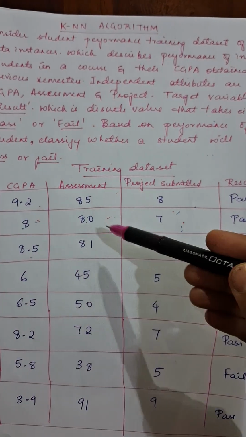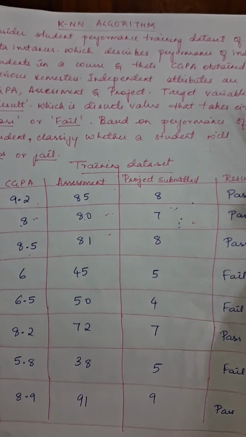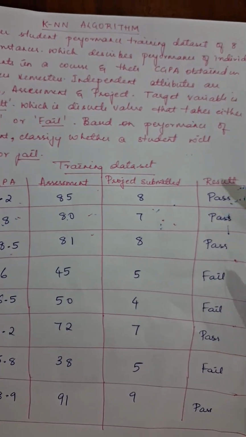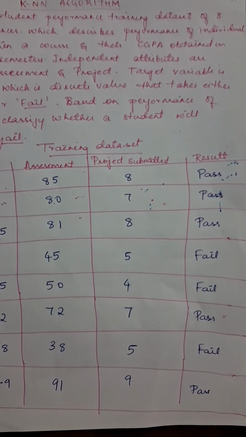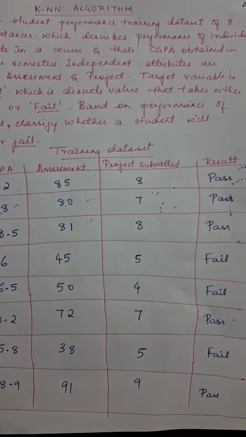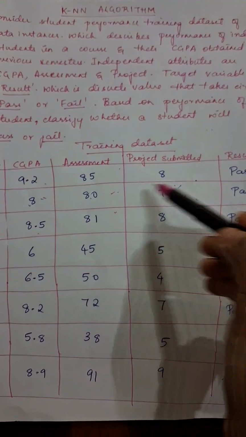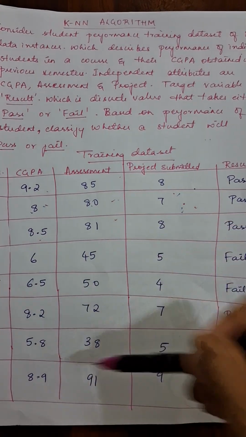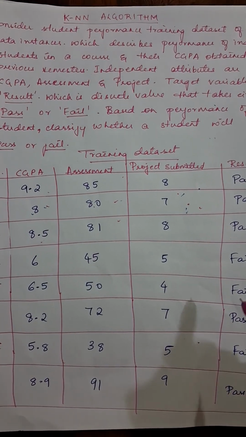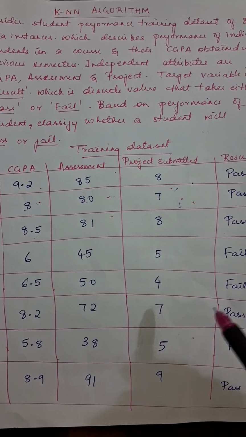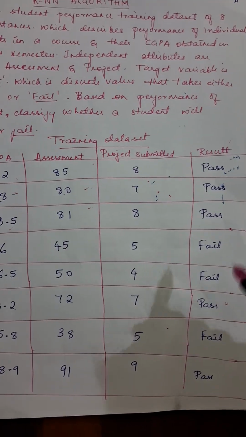So CGPA, assessment, and project submitted by the student are the independent attributes, and based on these, the result would be calculated. So result is a dependent attribute and it is a discrete value because it can take a value of either pass or fail. So this table is given. Let's apply KNN algorithm here on a test instance and find out whether the student will pass or fail.